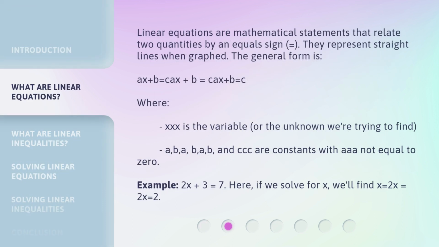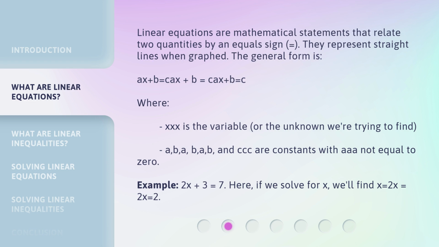Linear equations are mathematical statements that relate two quantities by an equals sign. They represent straight lines when graphed. The general form is ax + b = c, where x is the variable, or the unknown we're trying to find.